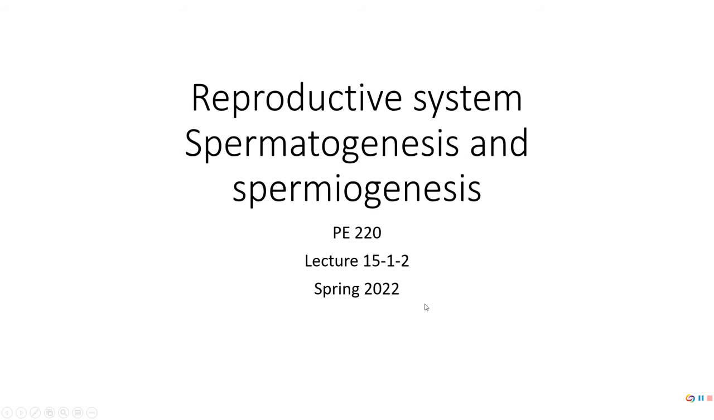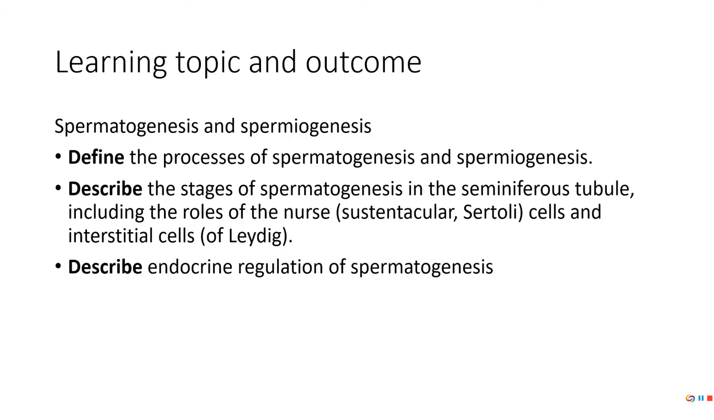Okay, we're going to continue on with the reproductive system by talking about spermatogenesis and spermiogenesis. I also wanted to clear up that it's homolog. I decided to check from our last lecture. So here are the three things that we're going to do: define the different processes and then describe the stages of spermatogenesis.